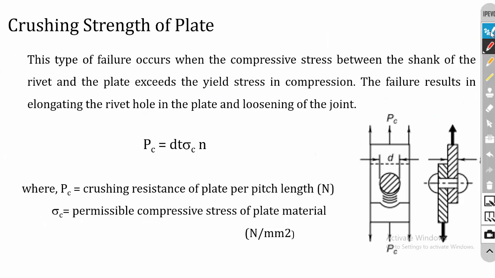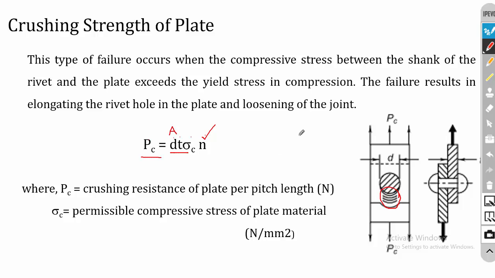The third one is crushing failure of the plate. This region is subjected to crushing stress. So the equation is P_C is equal to, the area is d into t. This is the diameter of the rivet and t is the thickness. So area is d into t. Then, since it is crushing stress, sigma_C, and n is the number of rivets. So here P_C is the load, d is the diameter of the rivet, t is the thickness of the plate, sigma_C is the permissible compressive stress of the plate material, and n is the number of rivets.